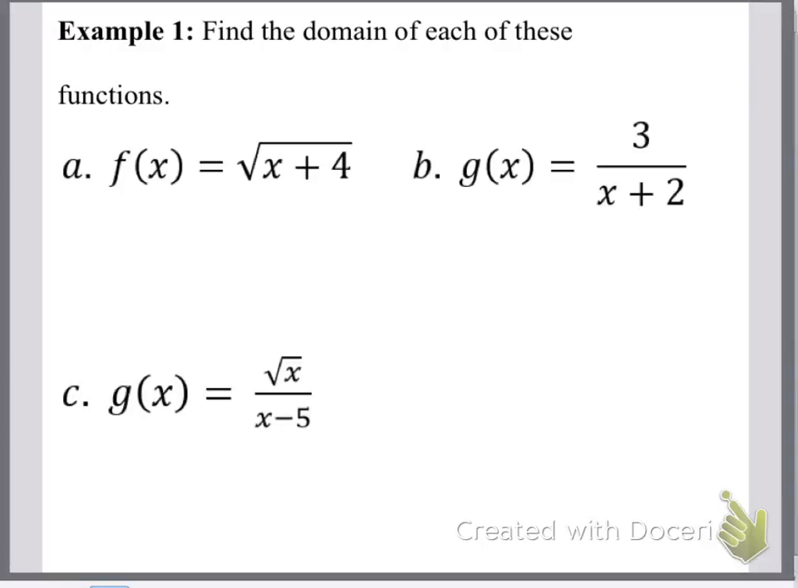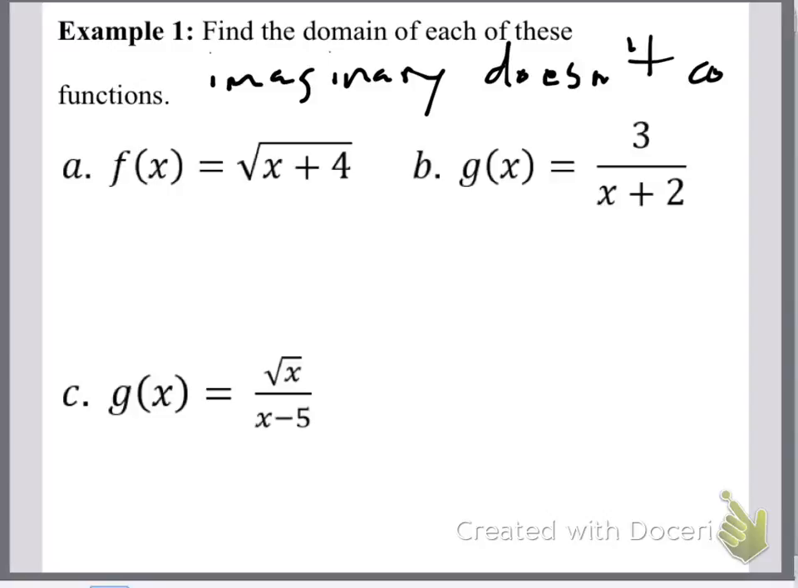All right, so they want us to find the domain of each of these. So really what we're trying to do here is figure out what x can't be. Imaginaries don't count. We are all about real numbers here. The domain is all the real numbers.